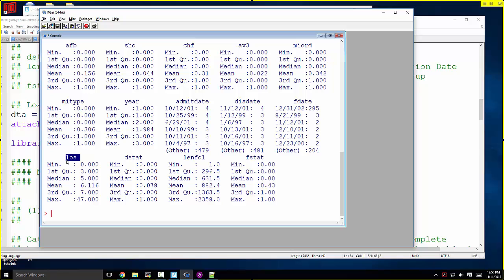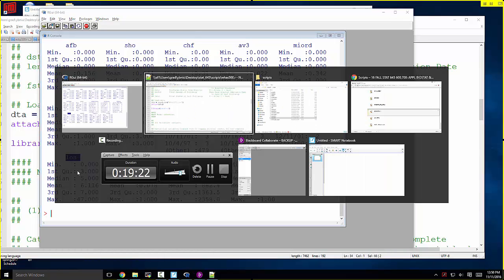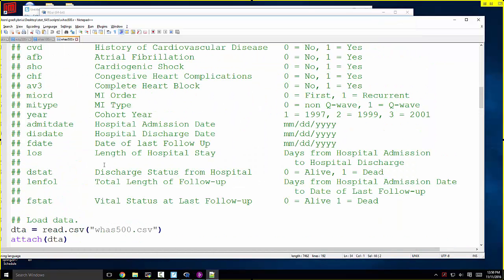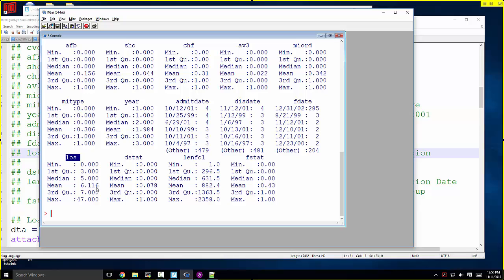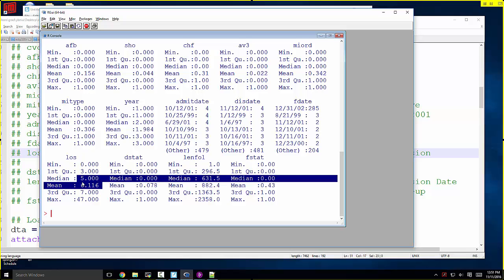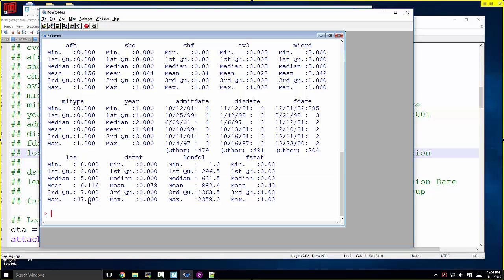LOS, what is this variable? Length of stay in the hospital, I guess. Length of hospital stay. So LOS is the number of days from hospital admission to hospital discharge. And the mean and the median are about 5. But there is one person who was in the hospital for 47 days. So that's a potential outlier. We might want to look at that a little more closely.